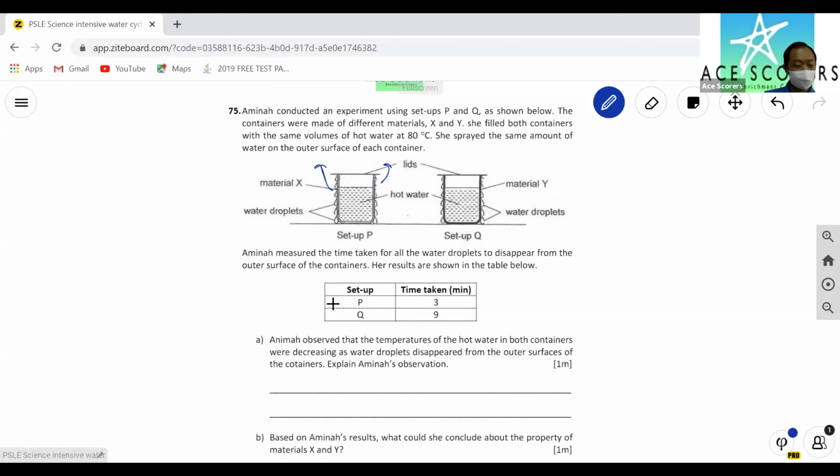Okay, the question here is why did it take less time for the water droplets in P to evaporate? It's not about why did the temperature decrease. See the problem?